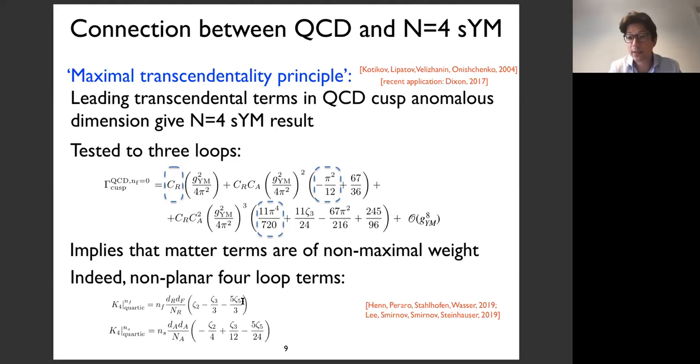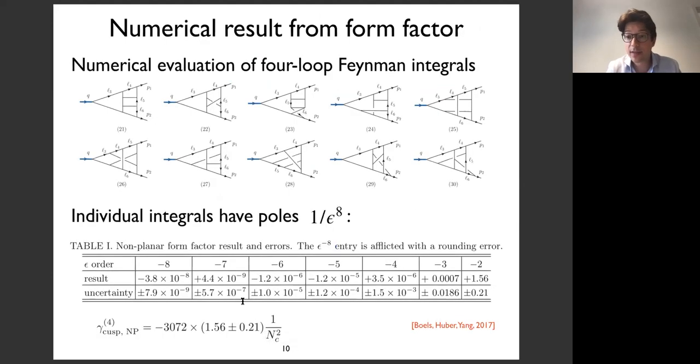Now, what else do we know? Well, in fact, there's a numerical result for the quantity we're looking for. So this came a couple of years ago through a very complicated form factor calculation. So these authors wrote down the form factor in N equals 4 super Yang-Mills and evaluated all these integrals numerically. Now, since they start with a pole of order 8, the numerical precision then goes down a little bit as you reach the second pole, which gives us the cusp anomalous dimension. So I have this result, but it's got a rather large uncertainty.